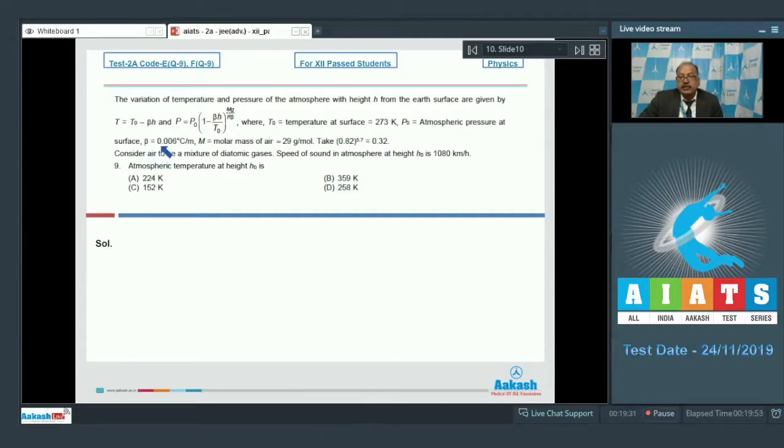Beta is equal to 0.006 degrees C per meter. And capital M is the molar mass of air, which is about 29 gram per mole. It says take 0.82 raised to the power 5.7 as 0.32. Consider air to be a mixture of diatomic gases. Speed of sound in atmosphere at height h0 is 1080 km per hour.